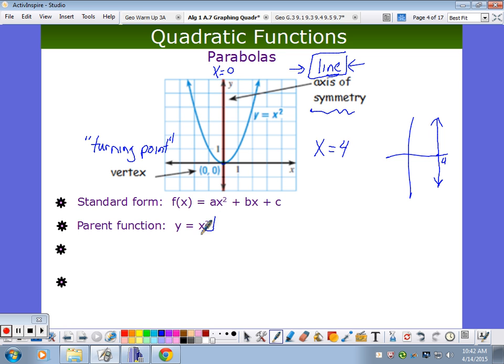The parent function, which is why I'm so glad you asked that question, Ray. This is a picture of y equals x squared. We call that the parent function of all the quadratic functions, for parabolas. Basically, one way to think about graphing parabolas is to think about transformations on the parent function. So it's like I take y equals x squared and I transform it somehow.